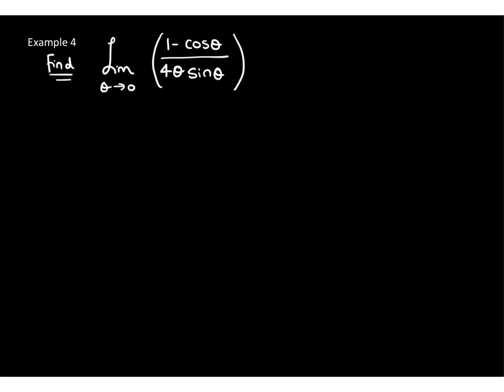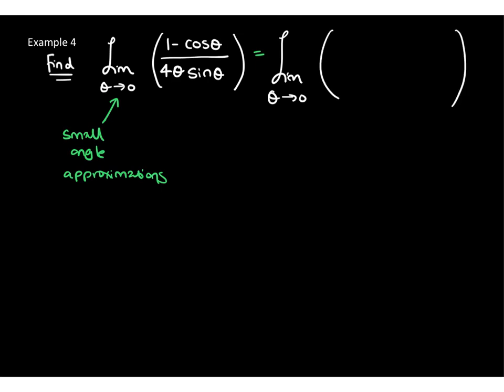So example 4, we have the whole question as one package here. Find the limit as theta approaches 0. So this simply tells us we're looking at small angle approximations, because theta is getting closer and closer to 0, i.e. theta, the angle, is getting smaller. And we've got 1 minus cos theta over 4 theta sine theta. So here's what I'm going to do. I'm going to put in the approximations for cos theta and for sine theta. So for cos theta, the approximation is 1 minus a half theta squared. And of course the approximation for sine theta is just theta.